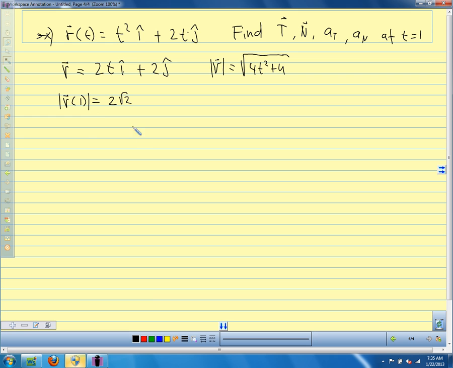So our unit tangent vector at time 1 is just the velocity divided by the speed, the velocity divided by the magnitude of the velocity at time 1. So that's going to be 1 over 2 square root 2 times 2i plus 2j. So there's our unit tangent vector, evaluated at t equals 1.